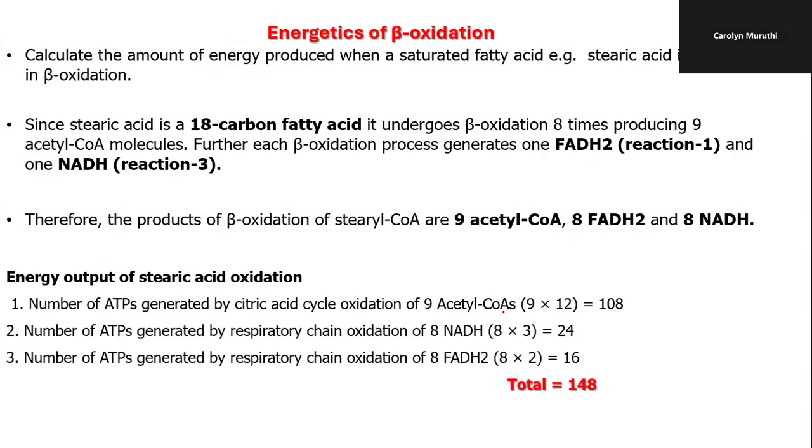So what is the total energy output? 9 acetyl-CoA through the TCA cycle will give about 108 ATPs, whereas the NADH will generate about 24 ATPs, and the FADH₂ will generate 16 ATP. So it will give a total of 148 ATPs for this particular fatty acid.